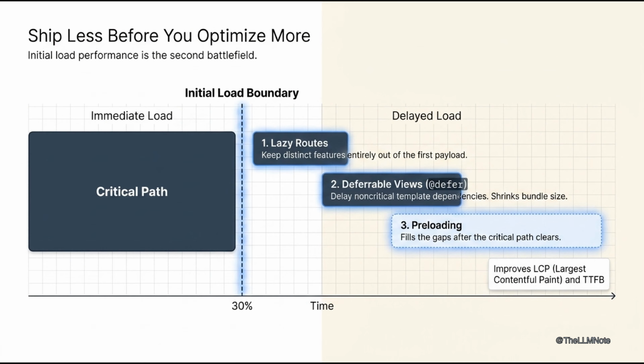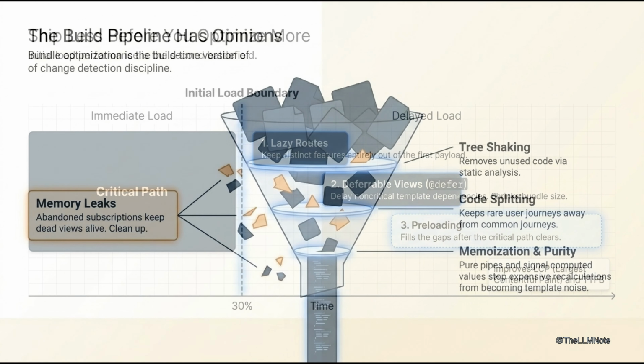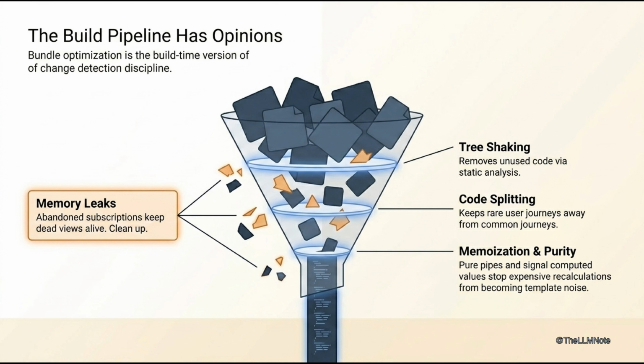But here's where it gets interesting. The build pipeline has opinions. Bundle optimization is the build-time version of change detection discipline. Tree shaking removes unused code when modules are structured for static analysis. Code splitting keeps rare journeys away from common journeys. Pure pipes and memoized selectors prevent expensive recalculation from becoming template noise. Signal computed values also help avoid unnecessary recalculations.